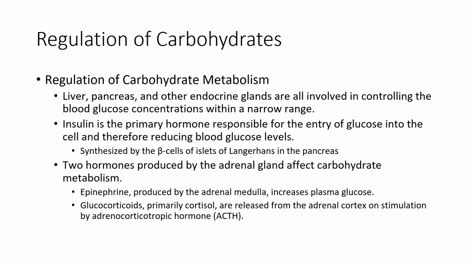The liver, pancreas, and other endocrine glands are all involved in controlling the blood glucose concentrations within a narrow range. Insulin is the primary hormone responsible for the entry of glucose into the cell and therefore reducing blood glucose levels. It's synthesized by the beta cells of the islets of Langerhans in the pancreas. It's important to note which cells in the pancreas produce insulin.